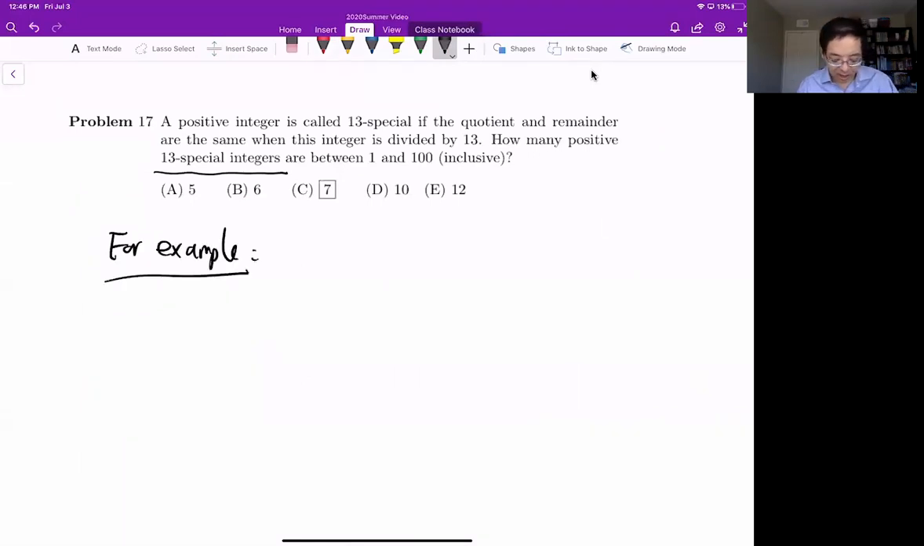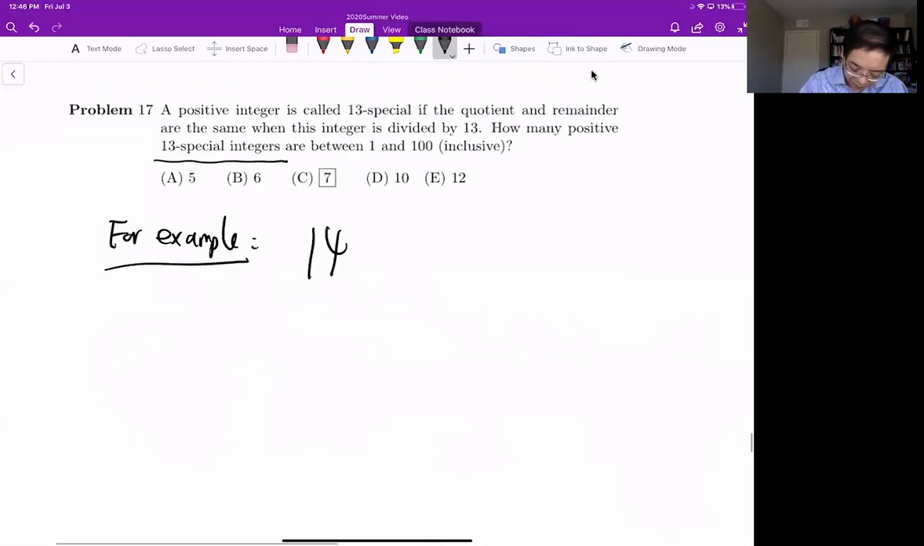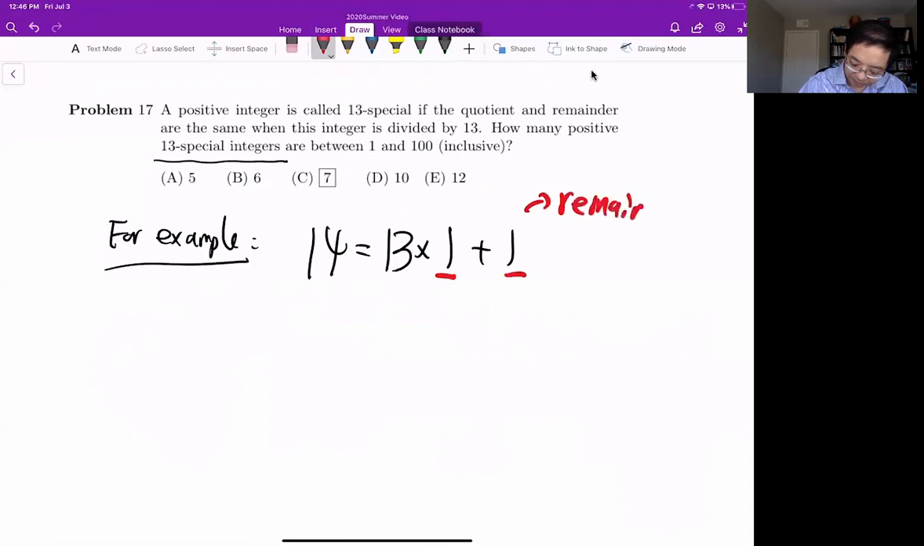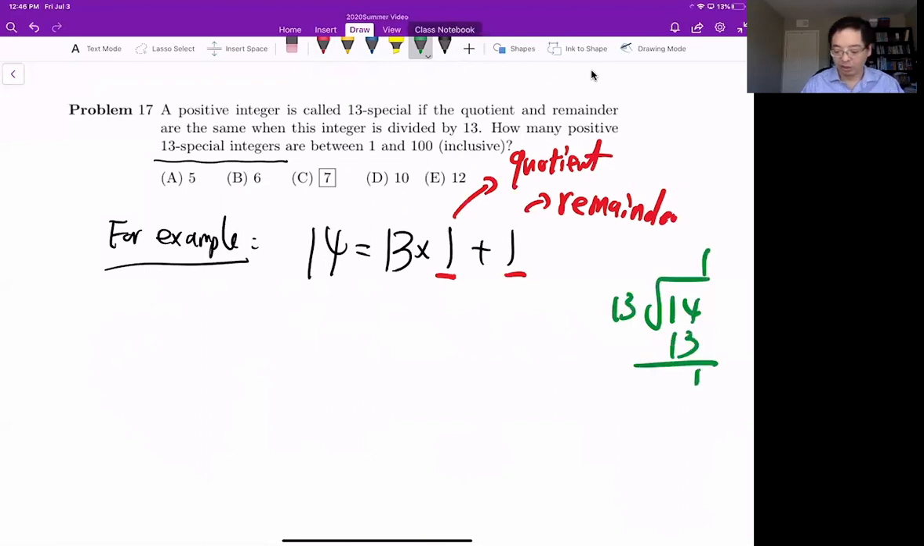The first 13 special integer is 14, because 14 is 13 multiplied by 1 plus 1, so they are the same. This one is the remainder, and this one is the quotient. Or I can write it like this: 14 divided by 13 gives 1 and remainder 1. So this is the first example where, when divided by 13, it has the same quotient and remainder.